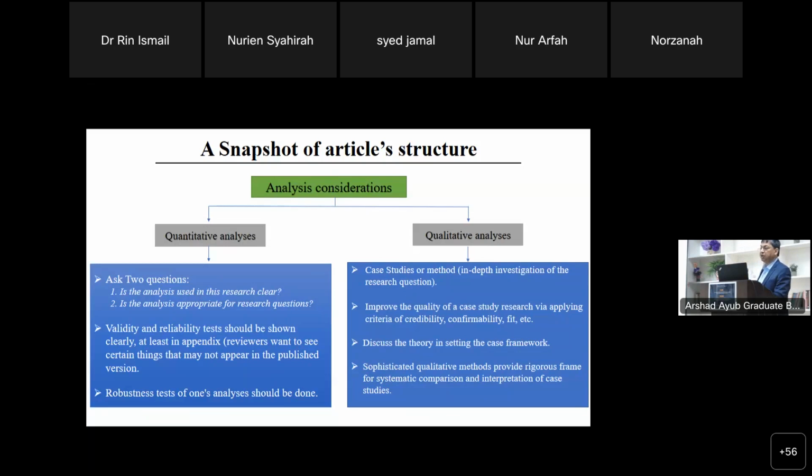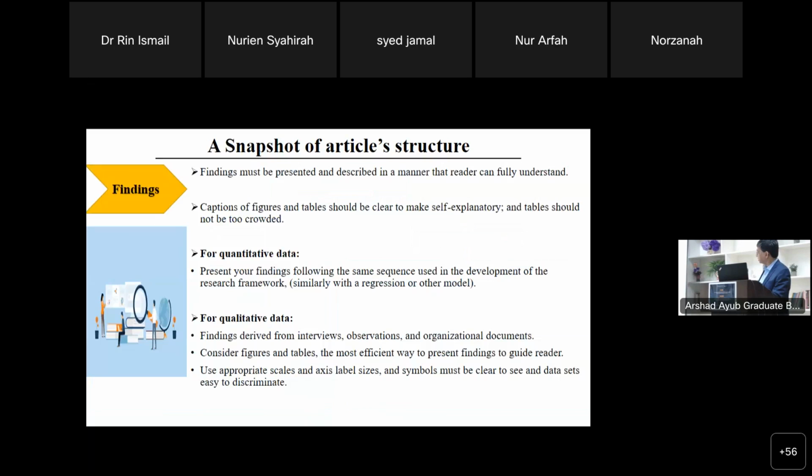So improve the quality of case study research by applying criteria of credibility and confirmability, and discuss the theory in the setting of the case. Sophisticated qualitative methods provide rigorous training for systematic comparison and interpretation of case studies. Now, a snapshot of the article structure.